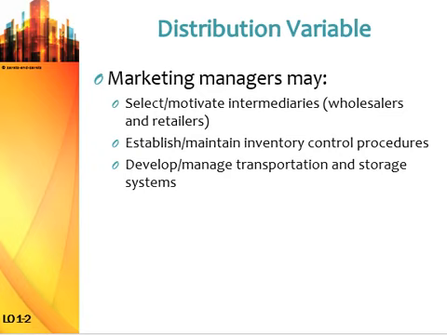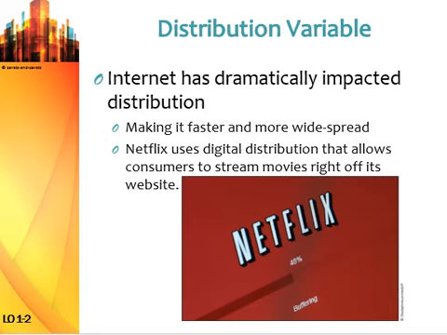So as a part of distribution decisions, marketing managers may select and motivate intermediaries, wholesalers and retailers, train them, establish and maintain inventory control procedures, and develop and manage transportation and storage systems. As we said before, the internet has dramatically impacted distribution, making it faster and more widespread. Netflix uses digital distribution that allows consumers to stream movies right off its website.